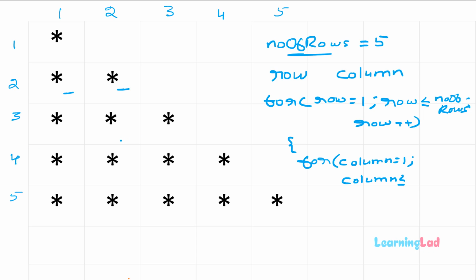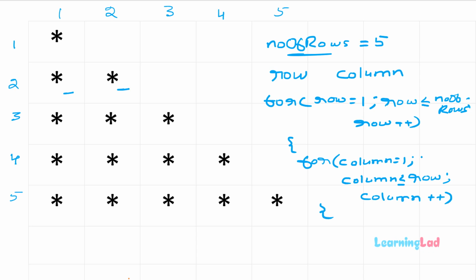And we have the relationship here, that is the number of columns that we have to print for a particular row is exactly equal to the row number. And here we have the row number in this row variable. So we have the condition column less than or equal to row, and then we will increment the column variable's value, so that after printing a particular column we can move on to the next column.